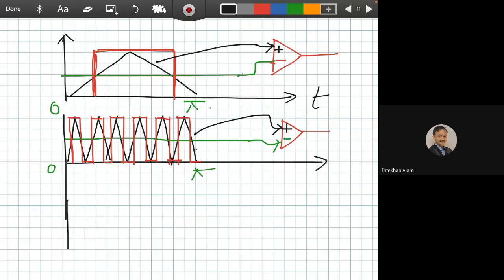Okay, so we'll go for the sine wave. Okay, we'll draw the... I need to draw it very carefully, otherwise you'll get confused. Please, if you have any question, you are free to ask. Don't hesitate.